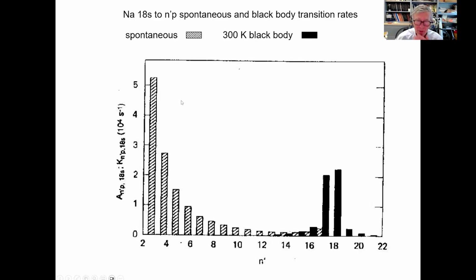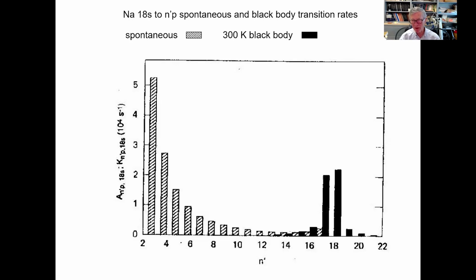Okay, and this picture basically shows you how the spontaneous decay rates are distributed. Most of it goes to the lowest lying state. These are the n of the final state. And the black bars show where the thermal radiation goes. It goes into these nearby states that have big dipole moments connecting them to the initial 18S state.